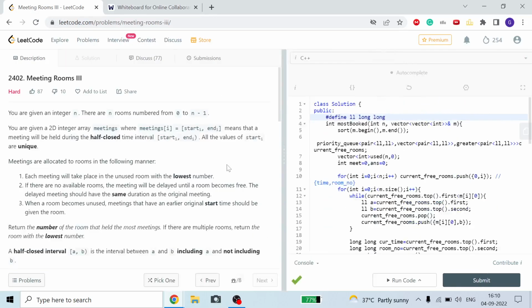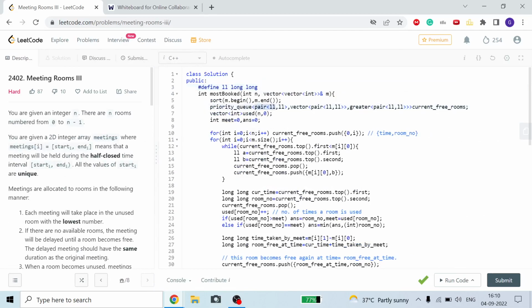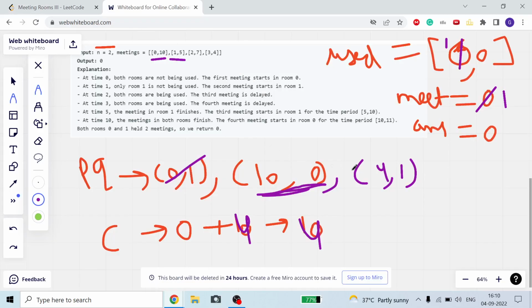We are using a minimum priority queue. I am using a min heap. So 4 comma 1 comes in front, meaning 4 is the minimum compared to 10. So at time 4 I got a room free. If a meeting comes between 4 and 10, I don't need to wait for 10. I will provide it the room. Oh sorry, at time 4 the room number is 1, because our meeting should not wait so long.